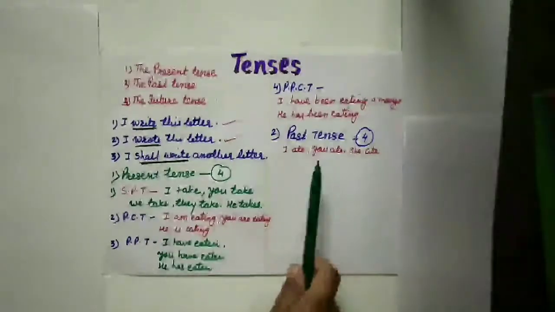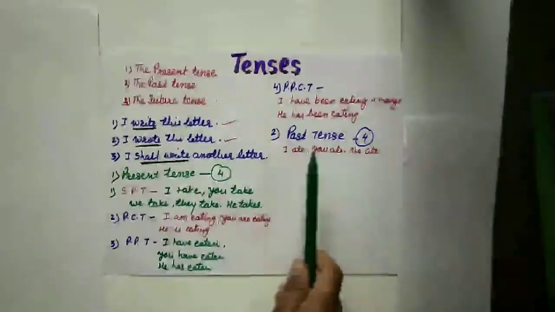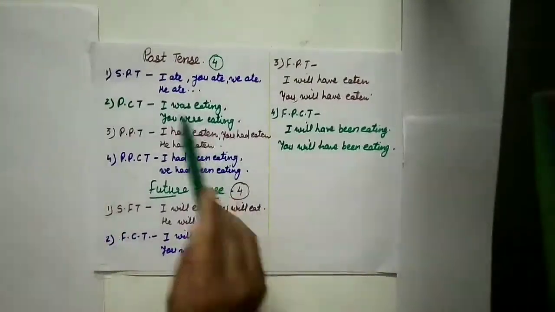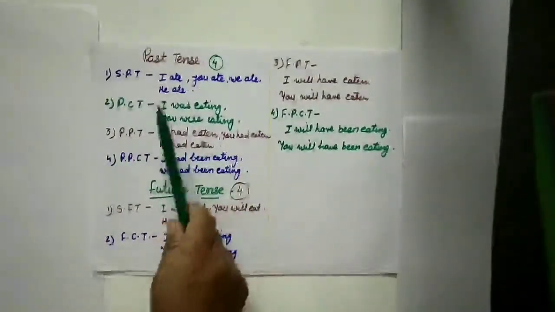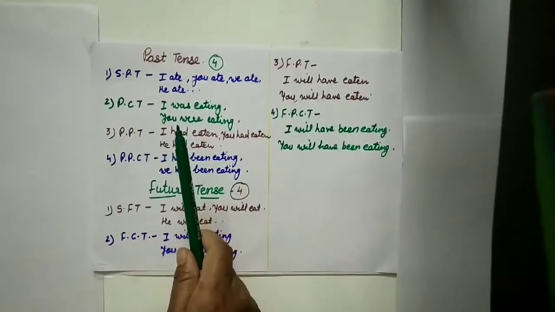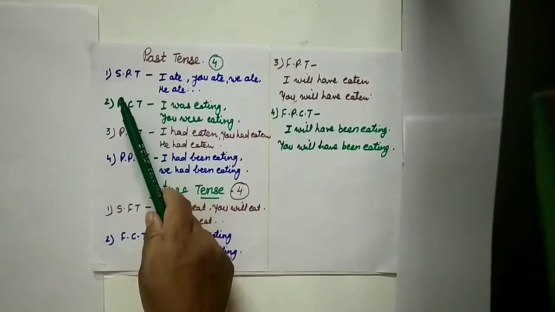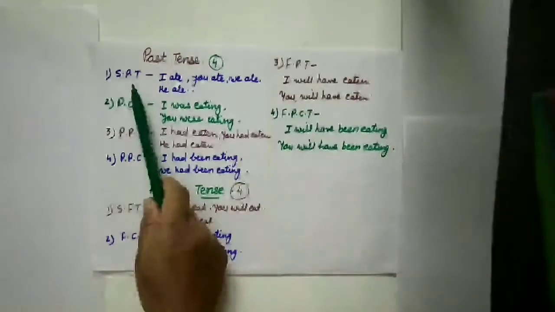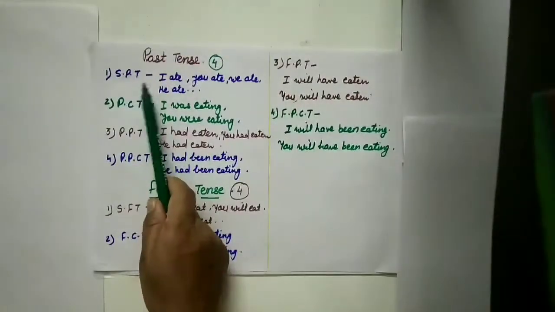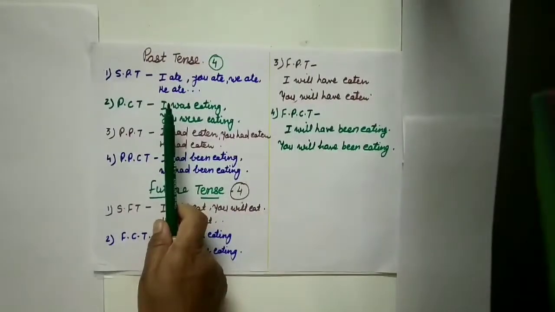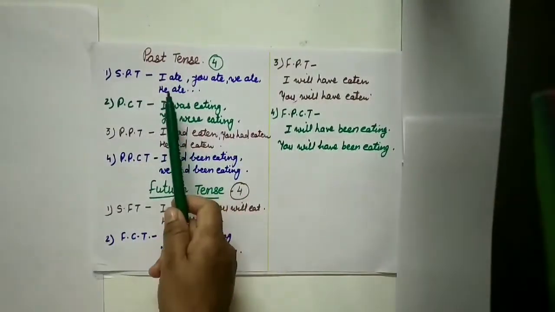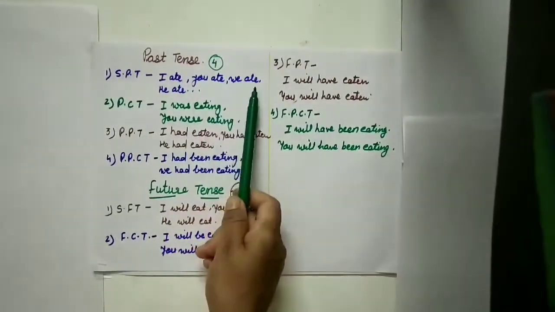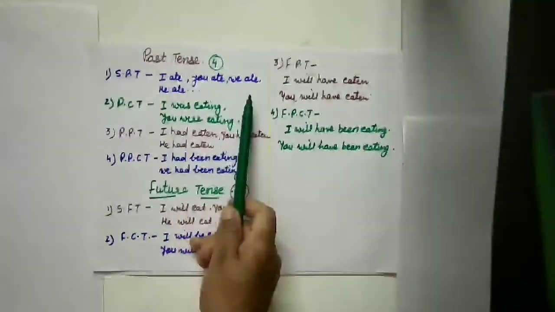Okay. Now this is the past tense. Past tense is also divided into four tenses. First is the simple past tense. Simple past tense is used to indicate an action completed in the past. For example, I ate, you ate, we ate, he ate, and so on.